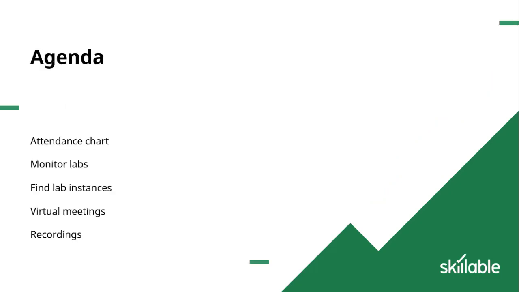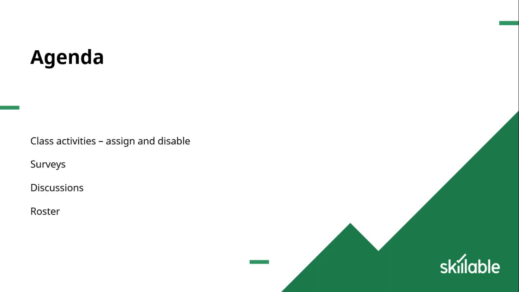We're going to be talking about some different features in your class that you can use for management, and a lot of them are available for your instructors to use as well, like the attendance chart and the ability to monitor labs, how you can find lab instances for a class, what virtual meeting tools we have for you, and recordings with virtual meetings. Class activities that you or an instructor could assign and or disable, surveys, discussions, and some happy facts about the roster. So let's go and take a look.